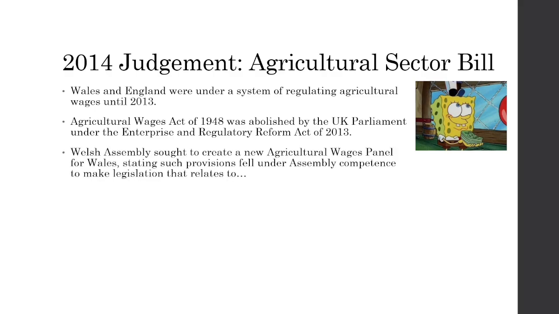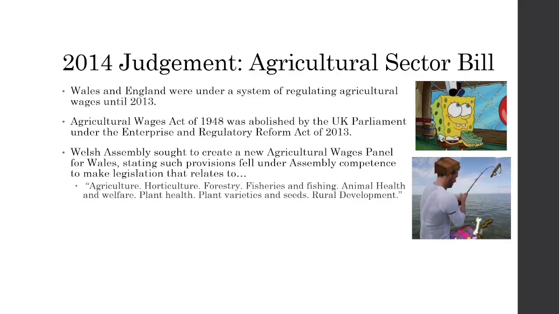Now, the Welsh Assembly, when this system was wiped, sought to create a new agriculture wages panel just for Wales, and they stated that they could do this because it was falling under Assembly competence to make legislation that relates to, and this is quoted, agriculture, horticulture, forestry, fisheries and fishing, animal health and welfare, plant health, plant varieties and seeds, and rural development. So these are powers that have been devolved to Wales by the overall federal United Kingdom government. And they said regulating agriculture wages within Wales falls under these categories.